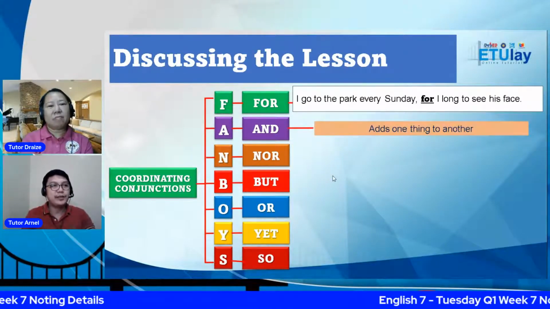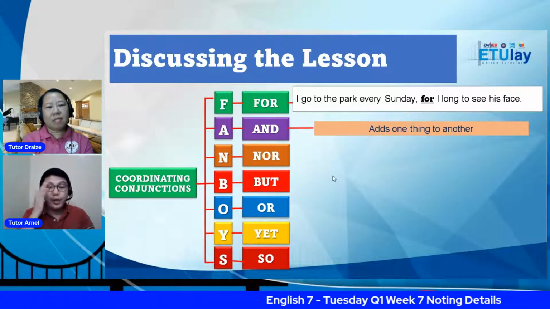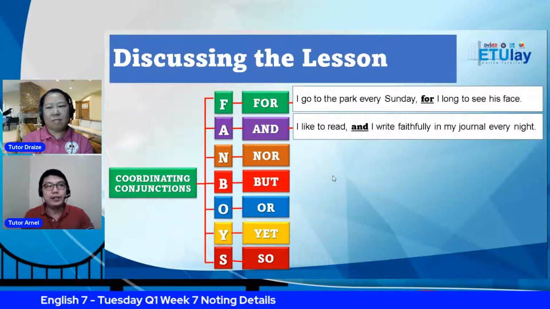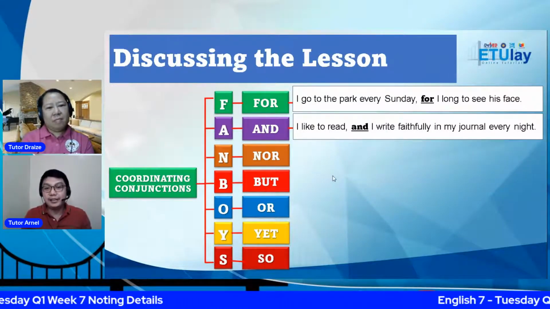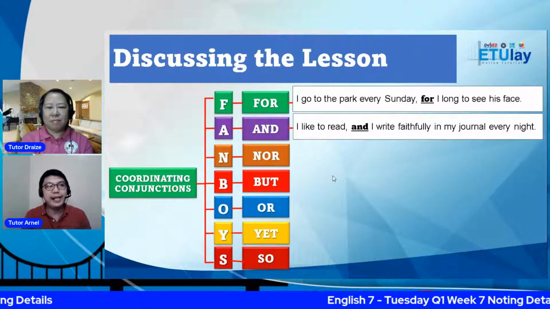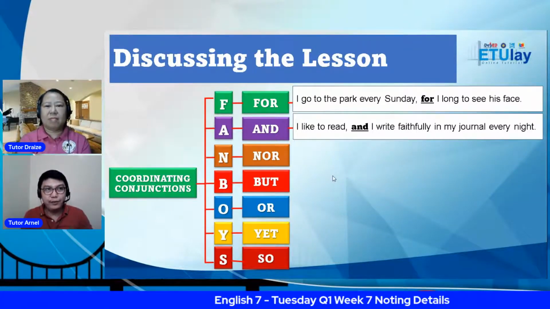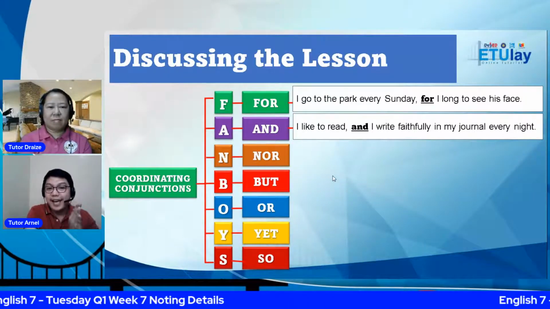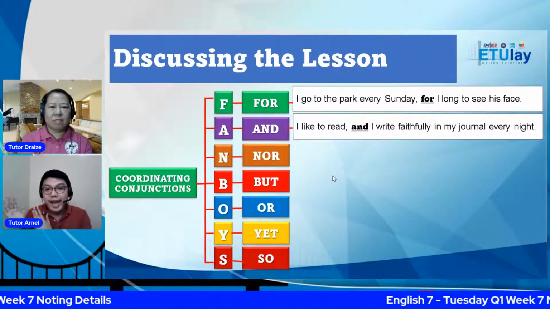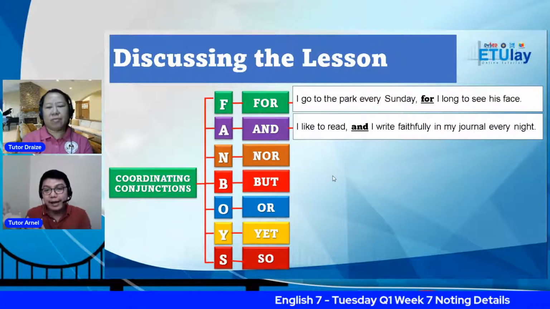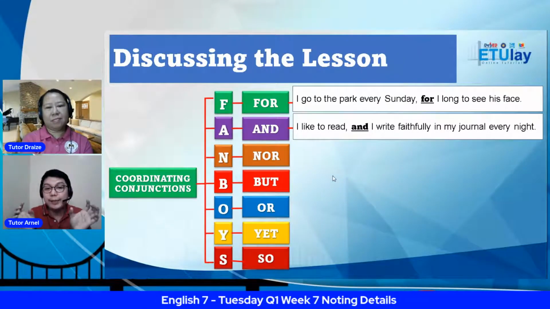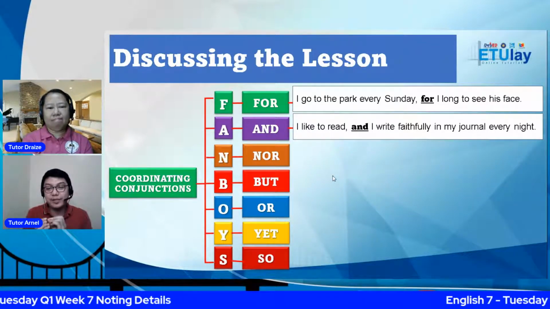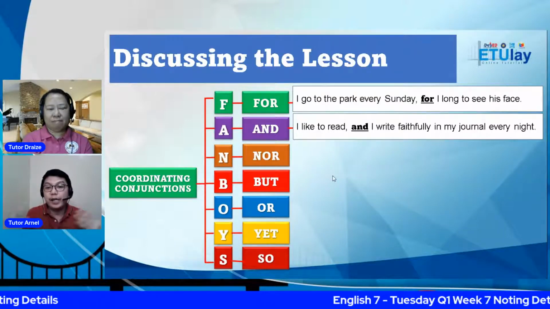So let's see another one using and. So students, when do we use and? We are using and if we are going to add another idea to another. So for example, in the sentence, I like to read, and I write faithfully in my journal every night. The first clause is I like to read, and the other clause is I write faithfully in my journal every night. So for you to combine these two independent clauses or simple sentences, we are using and to join them together to form a longer sentence.